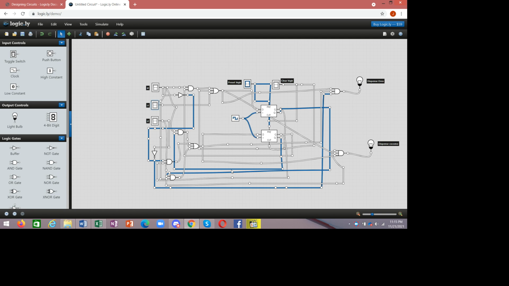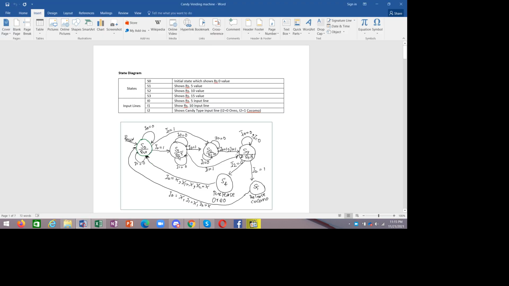Talking you through the approach that I used to design the FSM model of the vending machine problem that we discussed in class, the vending machine of Oreo and Kokomo. First, let's look at some of the basic things. So first of all, the state diagram.